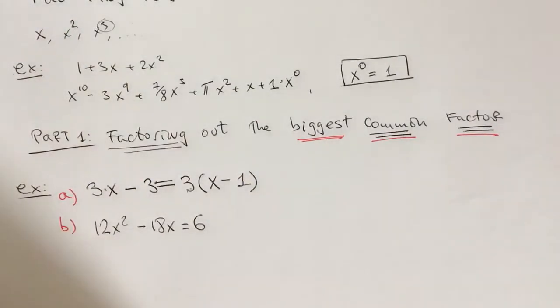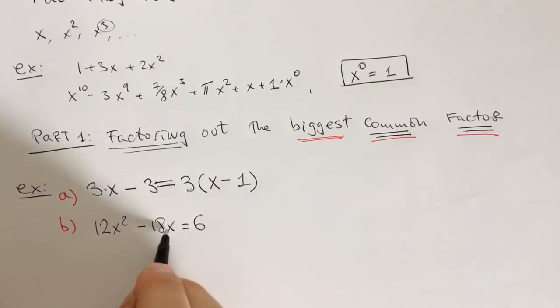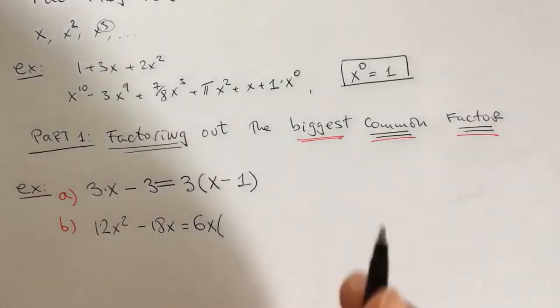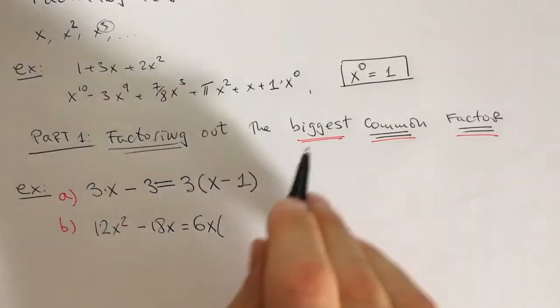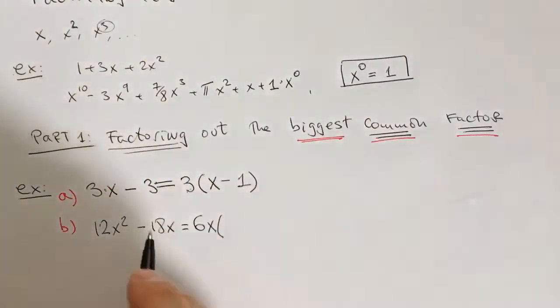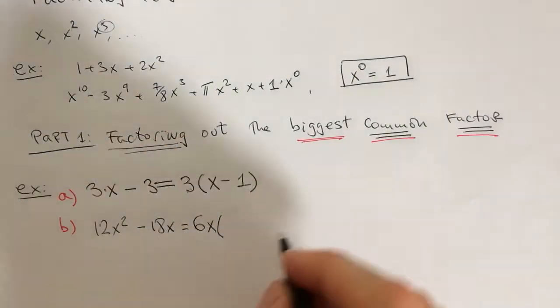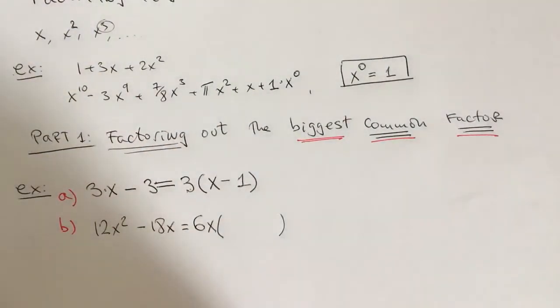So I factor out 6. Now let's look at the variable. Here I have x squared, and here I have x. So the common factor is x, and it's the biggest one. Be careful, it's not x squared, because this term here doesn't have x squared. It has to be the biggest common factor. So the common factor here is x, and now you proceed by the same idea.